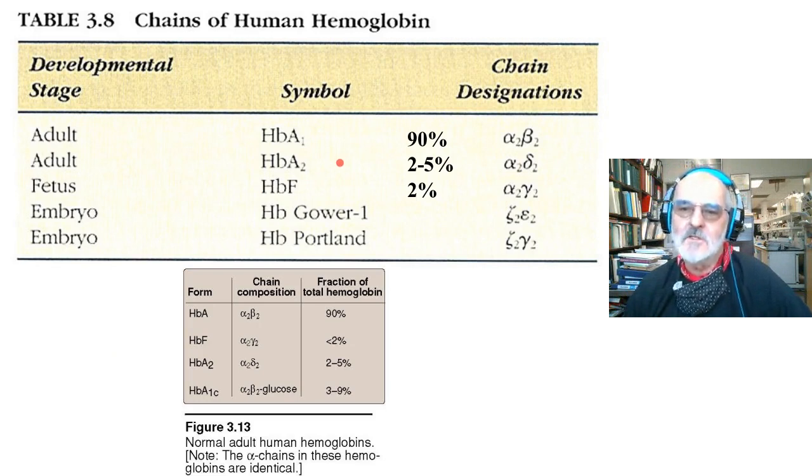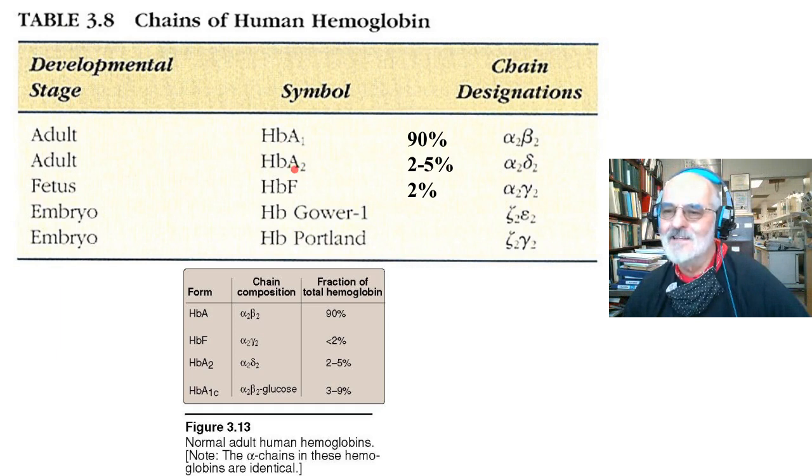Okay, so this is another summary depiction of that. The adult form, the major form is A1, and so this is alpha 2, beta 2. A minor adult form is A2, usually around 2 to 5%, and this is alpha 2, delta 2. We still express lower levels of fetal hemoglobin, HbF, alpha 2, gamma 2. Some people express higher amounts of this, and we try to induce this, for example. And that's one of the things we'll be talking about in the clinics. And then there are embryonic forms, and this is showing you what those Greek symbols are for those gene combinations.